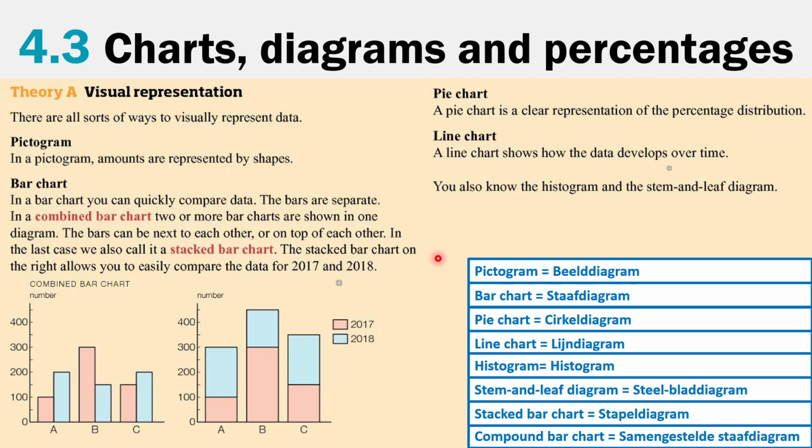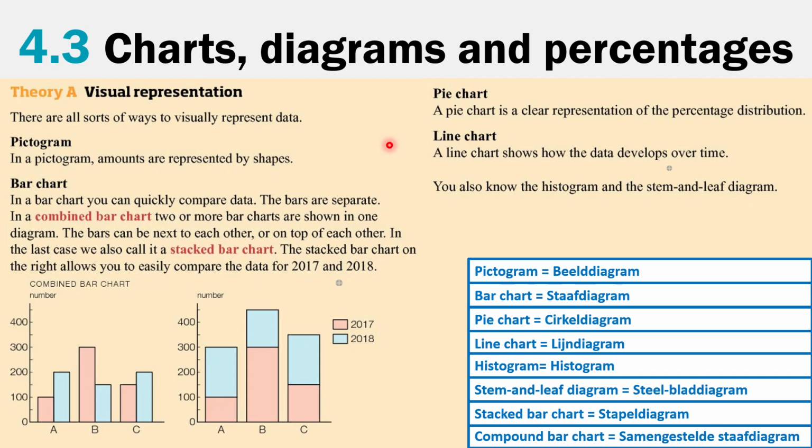It's also good to know when to use different charts. When I have a data set, when do I visualize it using a pie chart, and when do I use a line chart? And they give you an example here. For example, a pie chart is a clear representation of percentage distribution. A line chart shows data developed over time. I think a line chart is the easiest one to recognize. If you have something over time, it's almost always the best to visualize it using a line chart.